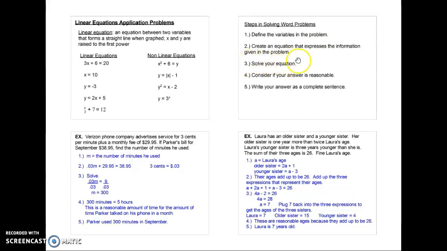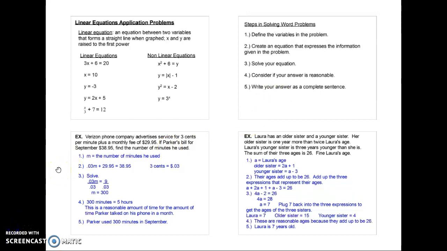Then your step 3 is simply to take that equation and solve it. Step 4 is look at your answer and make sure that it makes logical sense. With a word problem, a lot of times your answer is money. Or in other questions, it could be other information, but make sure that it makes logical sense for your problem. Then step number 5, which is going to be very important, is you need to take that answer and write it in a complete sentence. So just boxing your answer isn't going to be enough for these. The question itself was in word format, so your answer needs to be in word format as well.